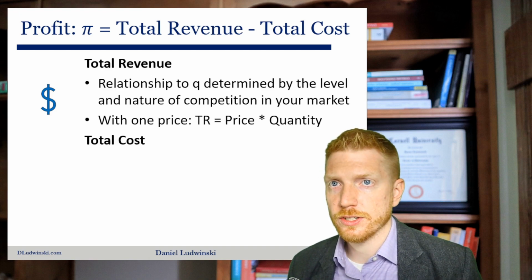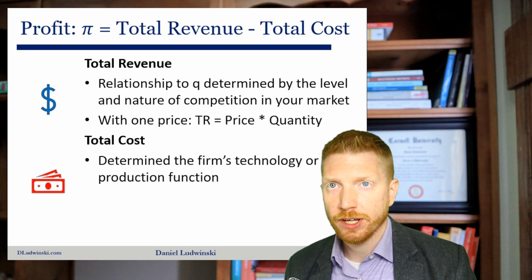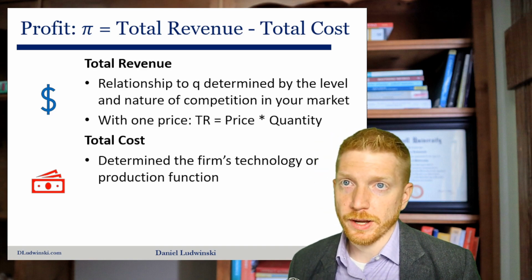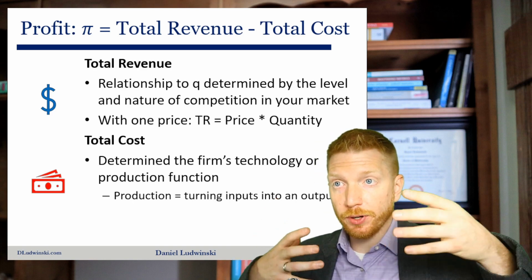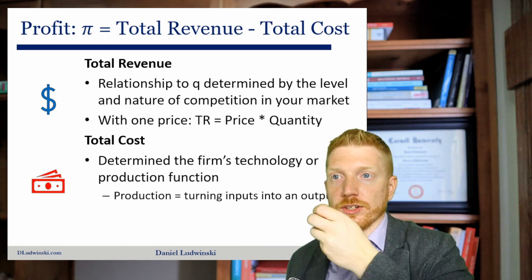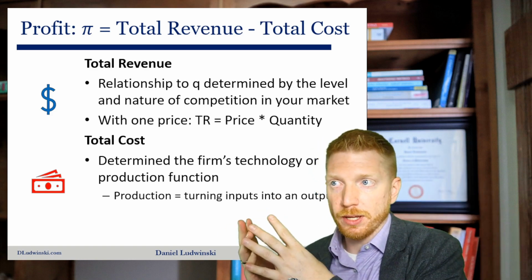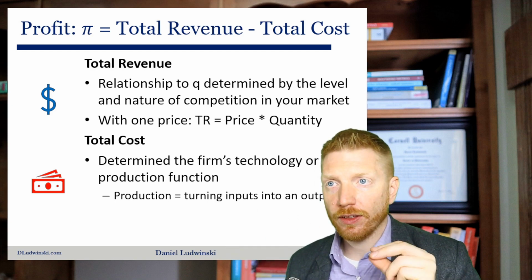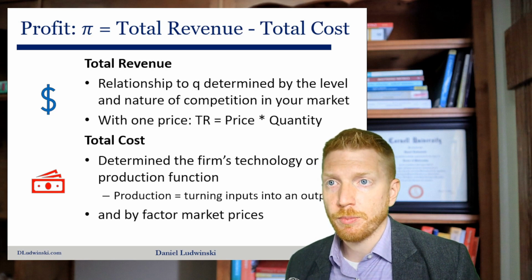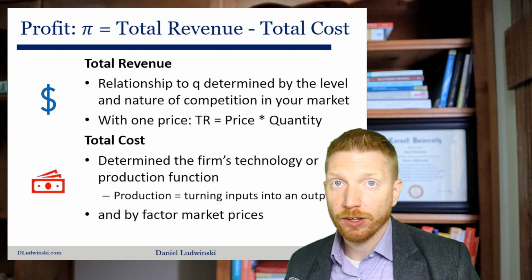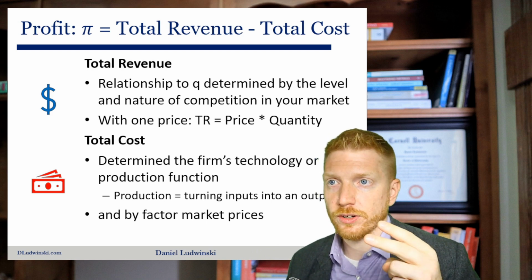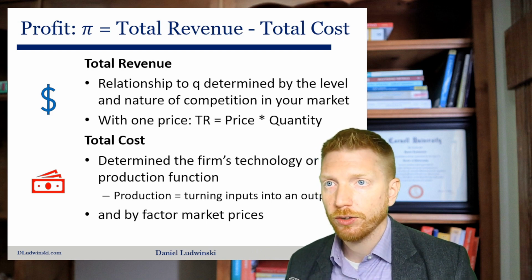Total cost is going to depend on the firm's technology and production function, which is something we're going to talk about soon. Now, what we mean by production is simply the ability to take inputs and turn them into an output. The other thing that's going to determine the total cost is the prices in factor markets. How much do those inputs cost? So those are the two things that are going to factor into our total cost.